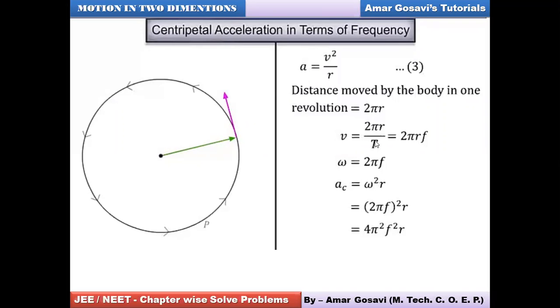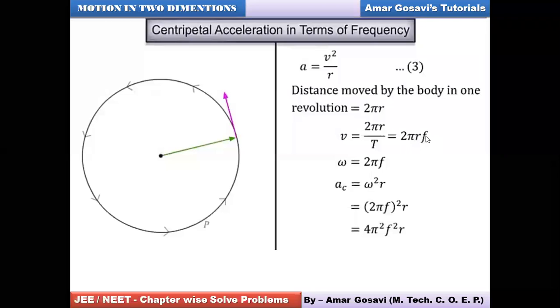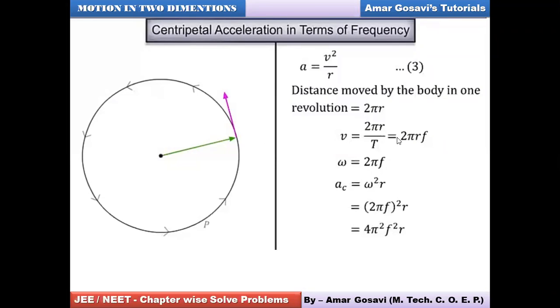1 by t is the reciprocal of time period, and it is given by the frequency. So velocity can then be given as 2 pi r by t or 2 pi r f, where f stands for frequency. So this is the equation for velocity in terms of frequency and time period t.